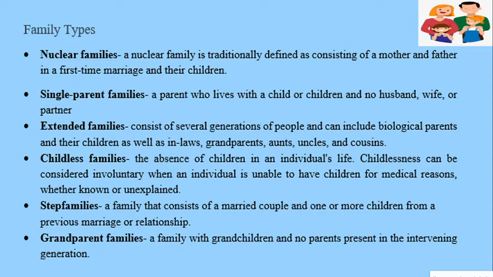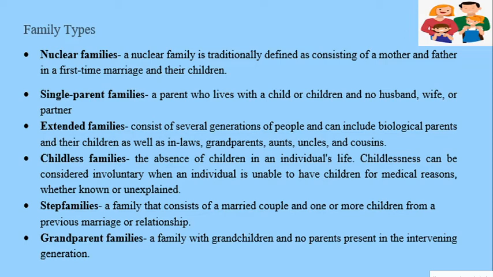Got that? The other one, single parent family. As the name suggests, a single parent family is a parent who lives with a child or the children with no husband, wife, or partner. Now the third one is extended families, that consist of several generations of people and can include biological parents and their children, as well as in-laws, grandparents, aunts, uncles, and cousins. They are known as extended family. Got my point? Is there any problem?